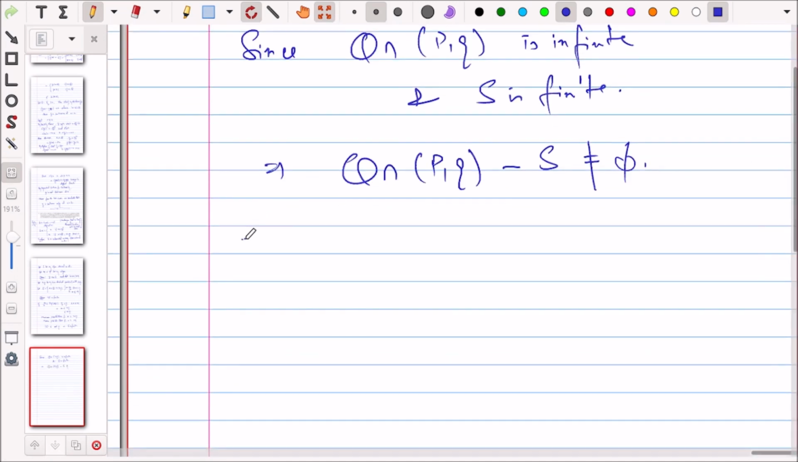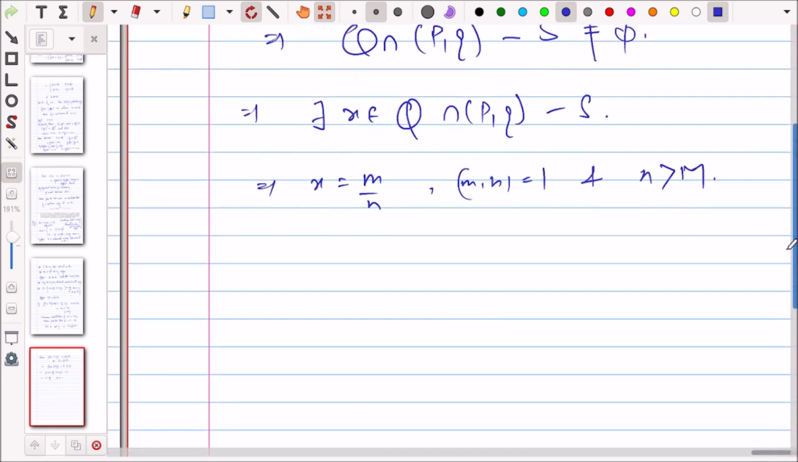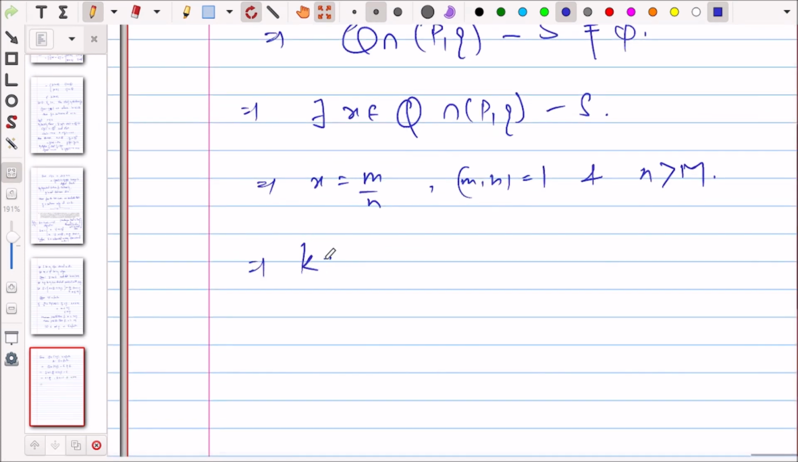So there exists x belonging to Q intersection (p, q) minus S. This implies x is equal to m by n, where m and n are coprime and n is greater than m. So this implies k(x) is equal to n, which is greater than m. So hence k is unbounded.